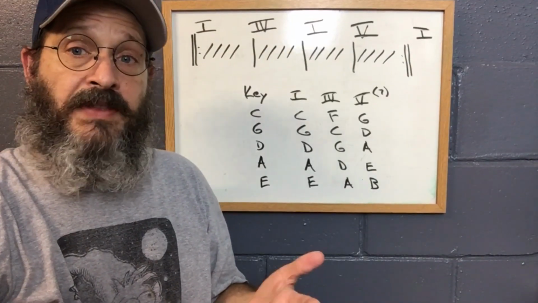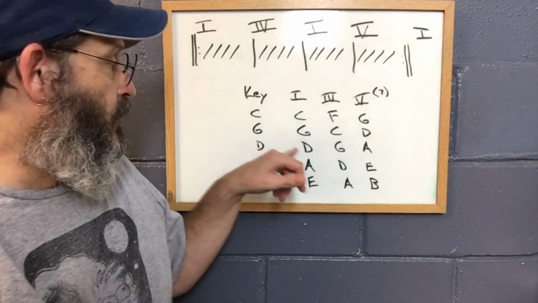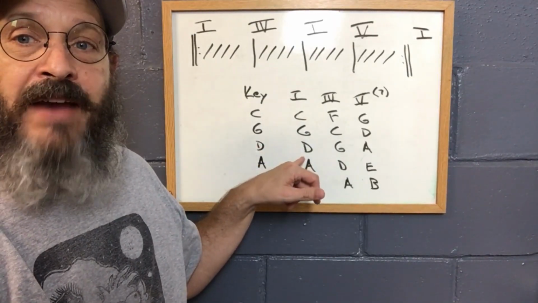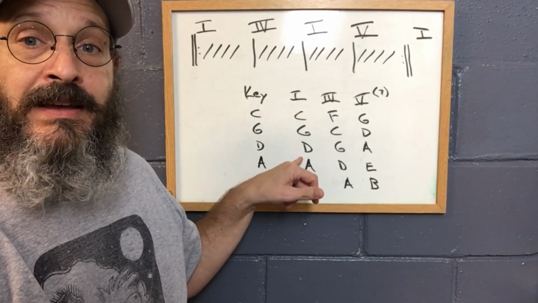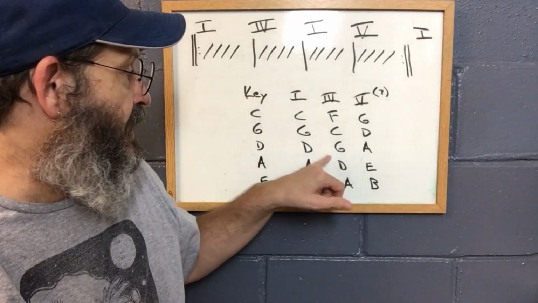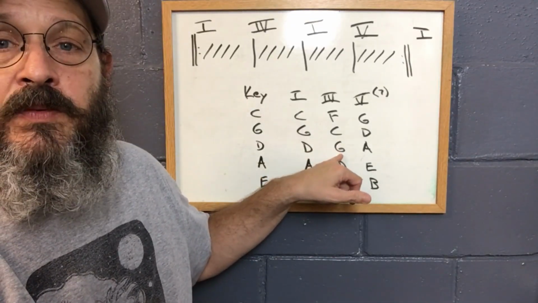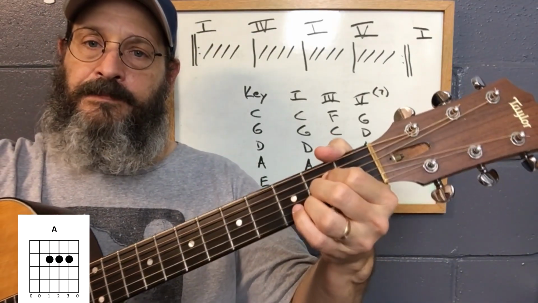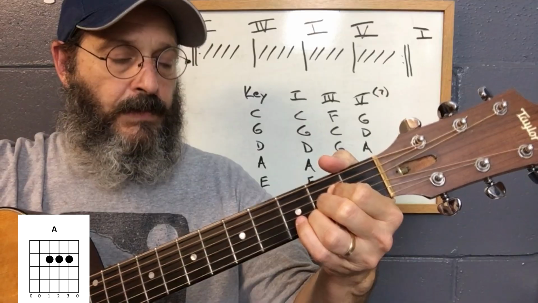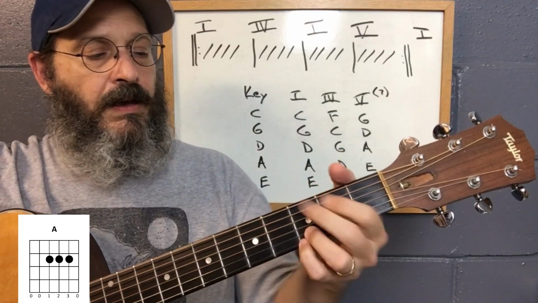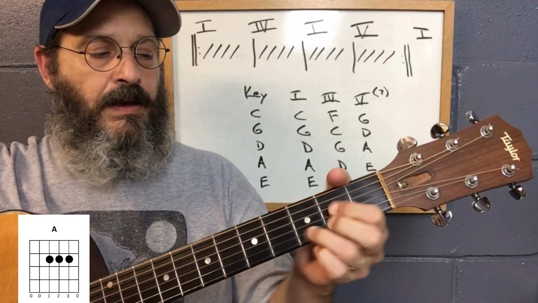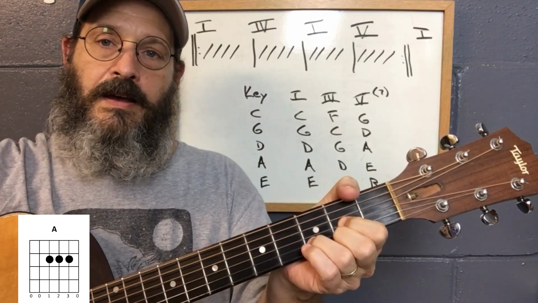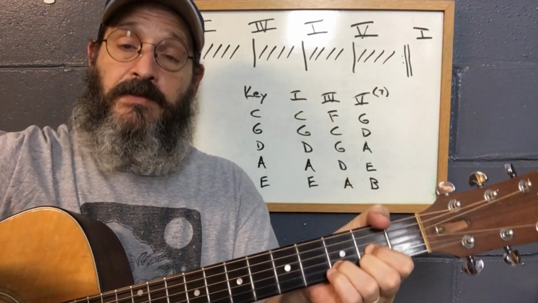Now, notice at this point, to learn the next key, or the key of D, all we have to do is learn an A and join it with the D and the G we already know. So the A chord looks like this. And it plays nicely with the rest of those chords.